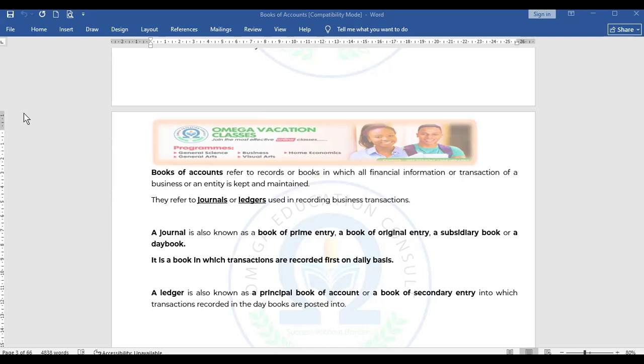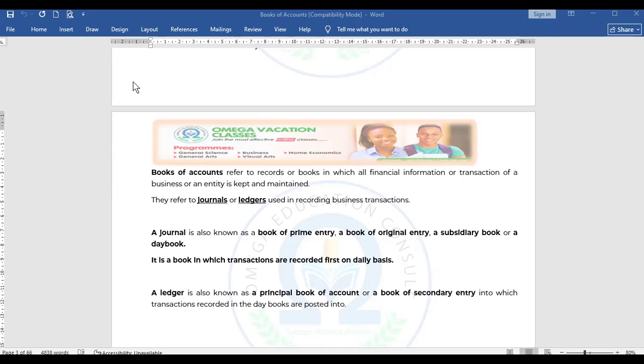So a journal is a book of prime entry, a book of original entry, or a subsidiary or a day book. That is to say, a journal can be referred to as any of these: book of prime entry, book of original entry, book of first entry, because prime means first, right? Or a subsidiary book or a day book. It is so because this is the book where transactions are recorded first on daily basis.